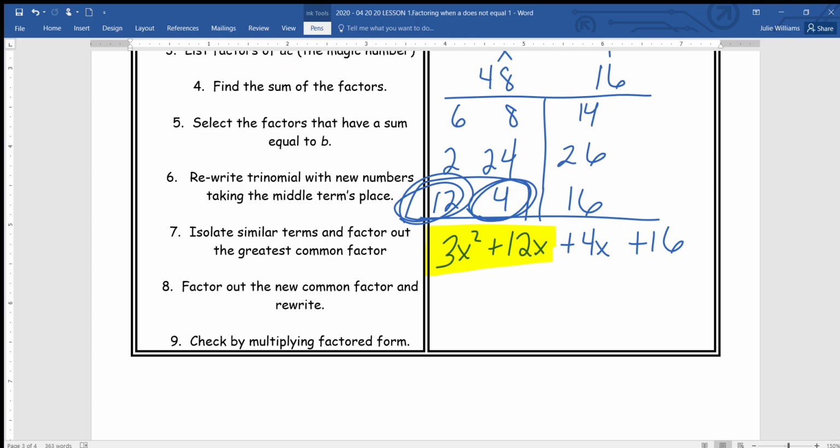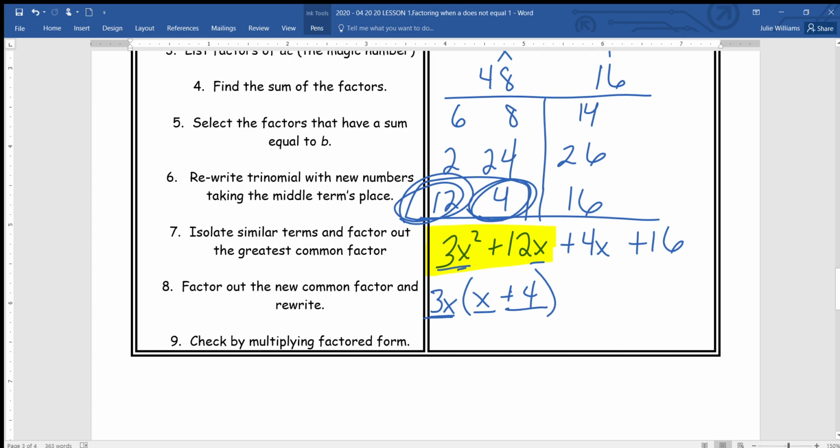So let's factor out the greatest common factor. The 3 and the 12 are both divisible by 3, and they both have an x term, so I'm going to factor out an x. So 3x times something is 3x squared. I know that's an x. 3x times something is 12, so it's 4.